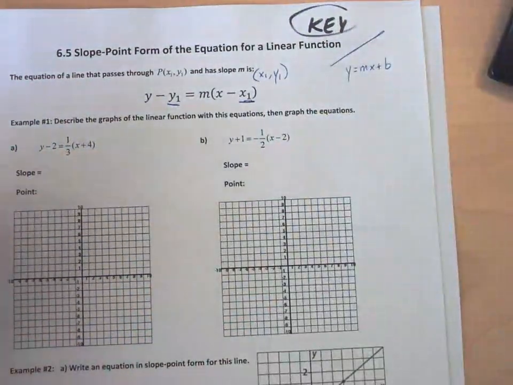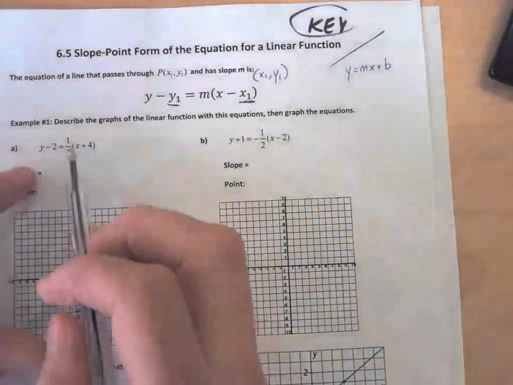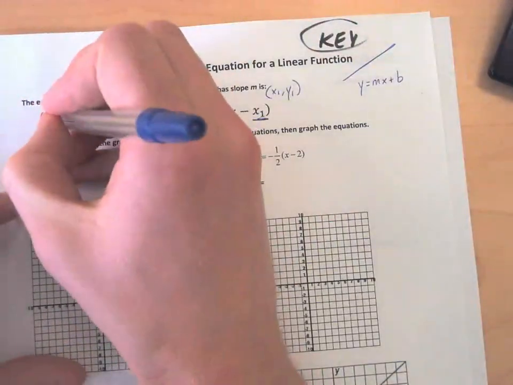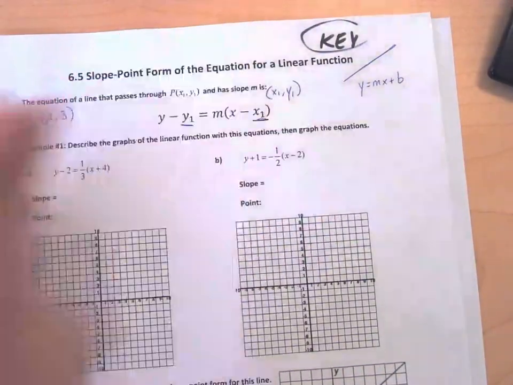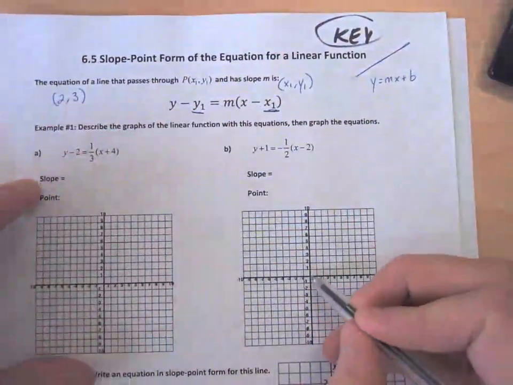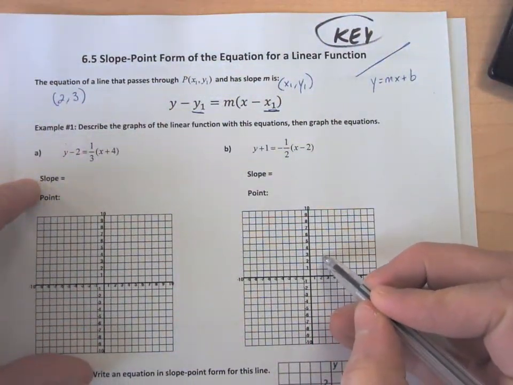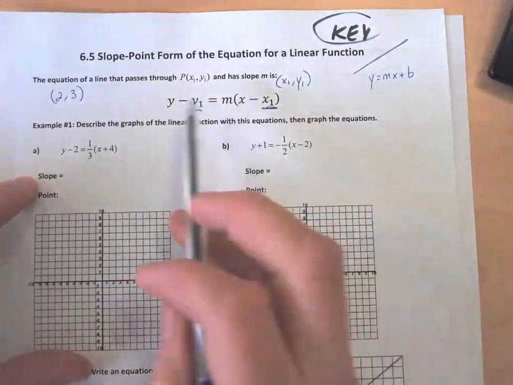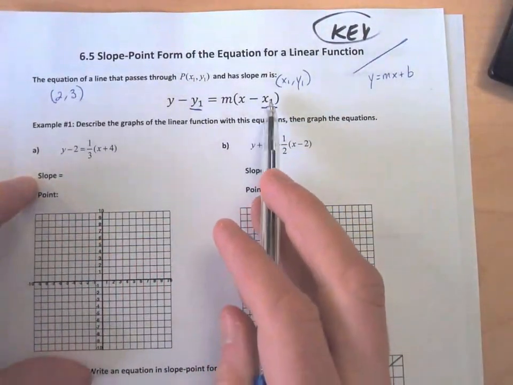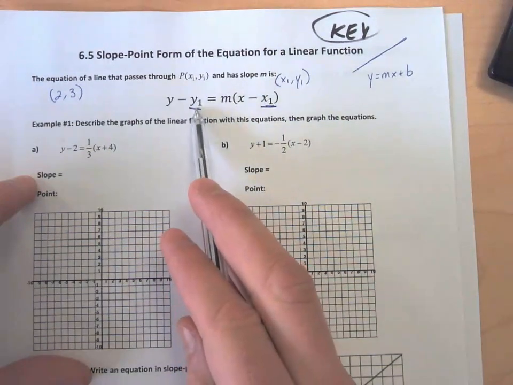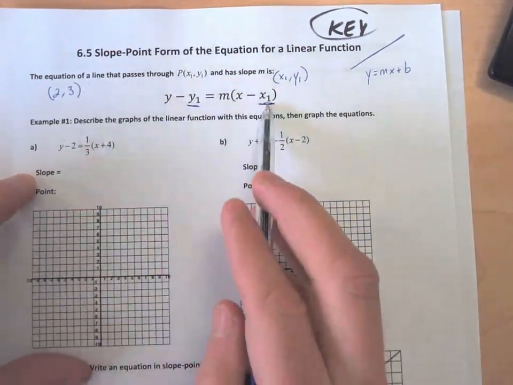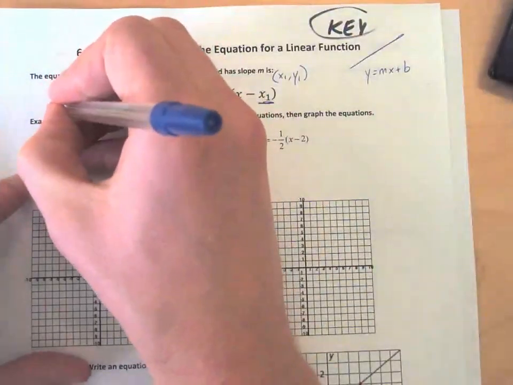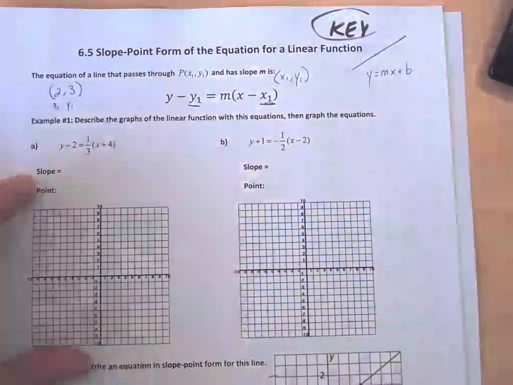For example, if I said there's a point at (2, 3), that would be right 2, up 3, that would be right there. If I say that's a point on the line, that's when I could plug it into those numbers. I could put the 2 in for the x1 and the 3 in for the y1. So the x1 is the first one, the y1 is the second one.